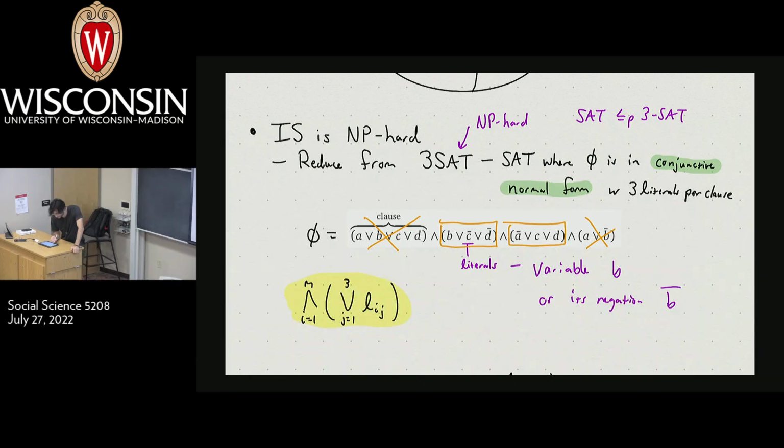Formulas like this. Wait, so we know that 3-SAT is NP-hard, not SAT? They're both. We just proved SAT is NP-hard, and I'm telling you 3-SAT's NP-hard. Oh, okay, so we're assuming that SAT is NP-hard, and since we can reduce from SAT to 3-SAT, it is also. Yep. Okay. Yep. Any other questions?